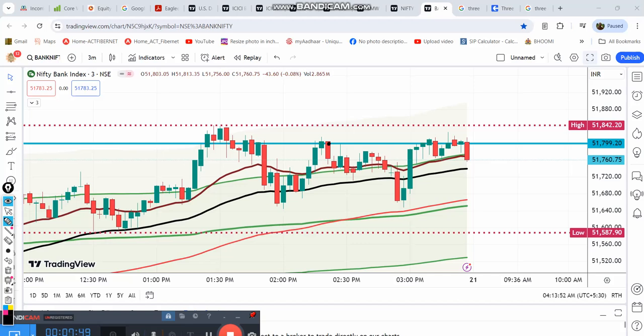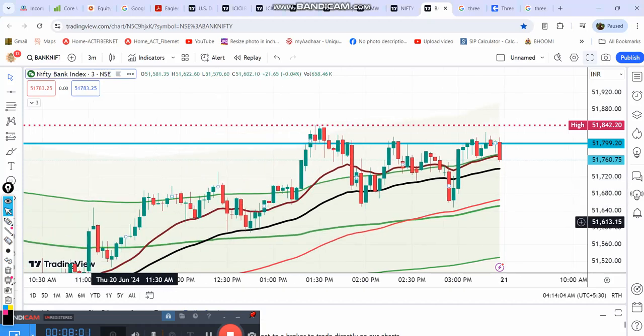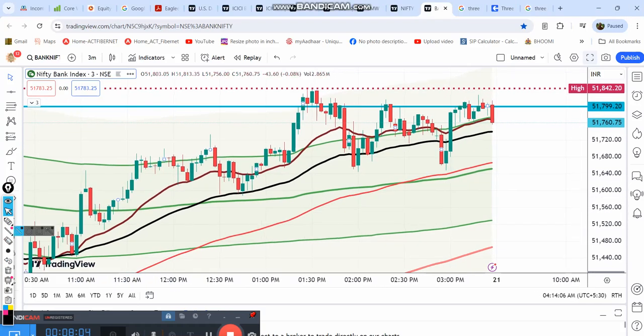And then market again came back to 100 EMA this time. See, this time market came back to 100 EMA. First time it came to 21 EMA here. After the crossover, what happened after the crossover of 21 and 50 MA?